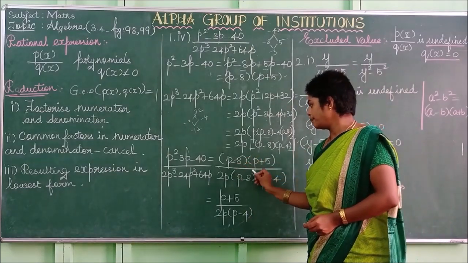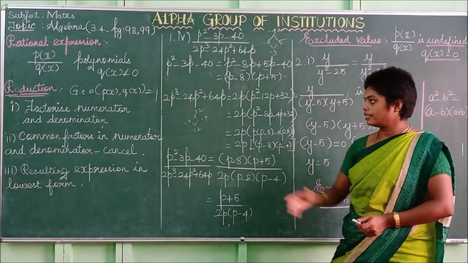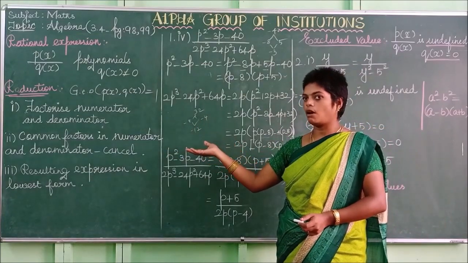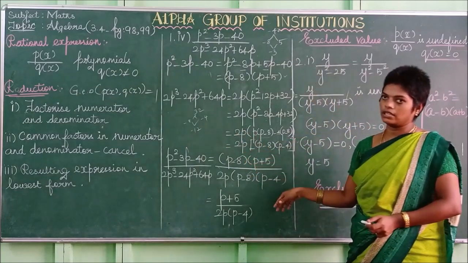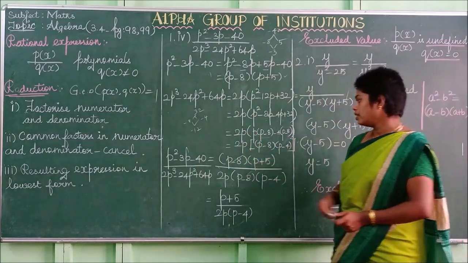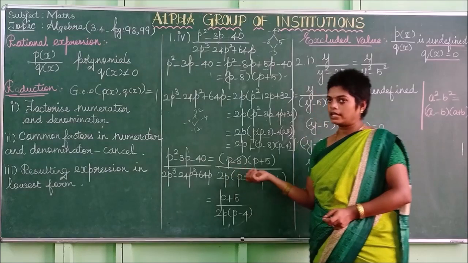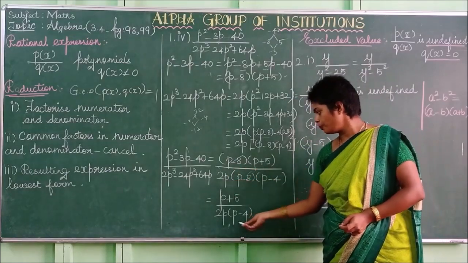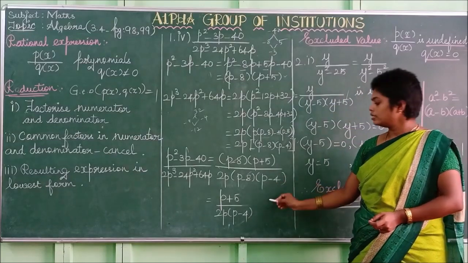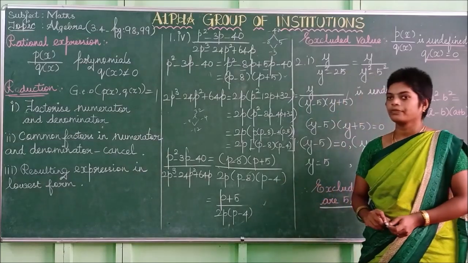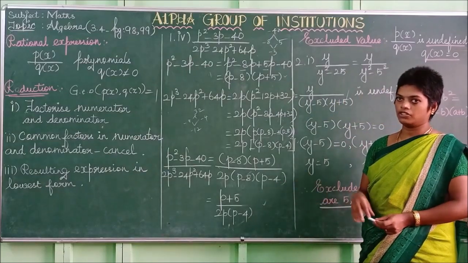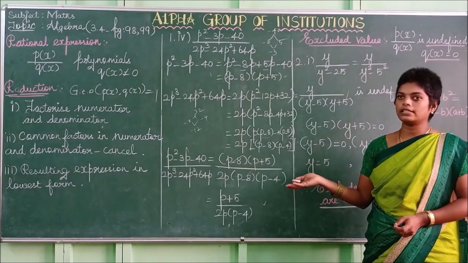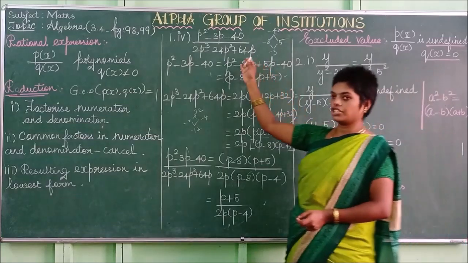This p minus 8 and p minus 8 will get cancelled, using our second common factors. If there are any common factors in the numerator as well as the denominator, how do you cancel them? Now we are cancelling those values. What are the other values? p plus 5 in the numerator and in the denominator 2p into p minus 4. This is our reduction form. If you find the GCD for this, you will get the answer. So now we can say this is the reduction form for this question.